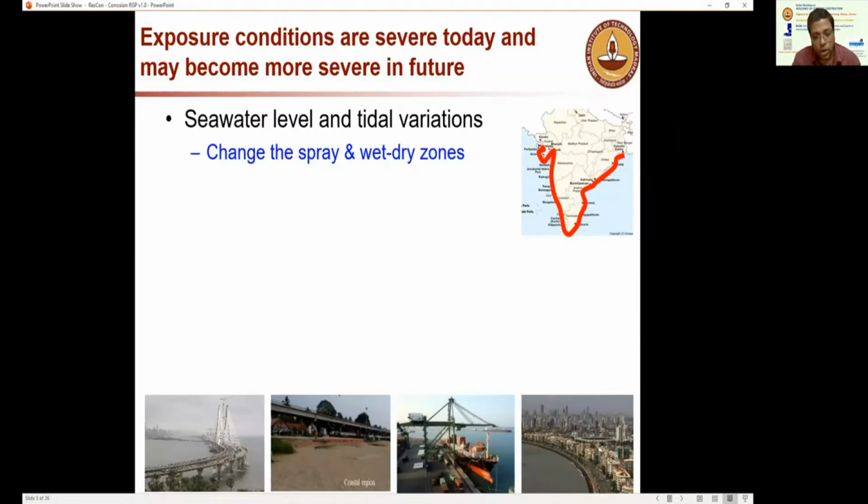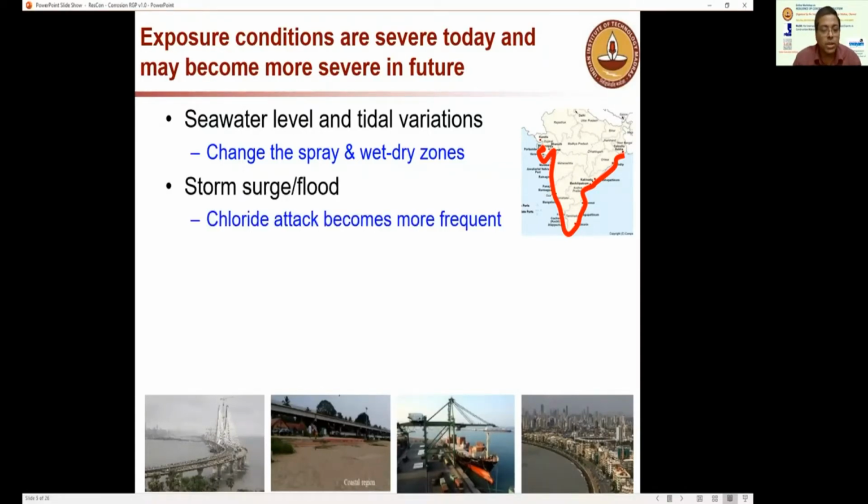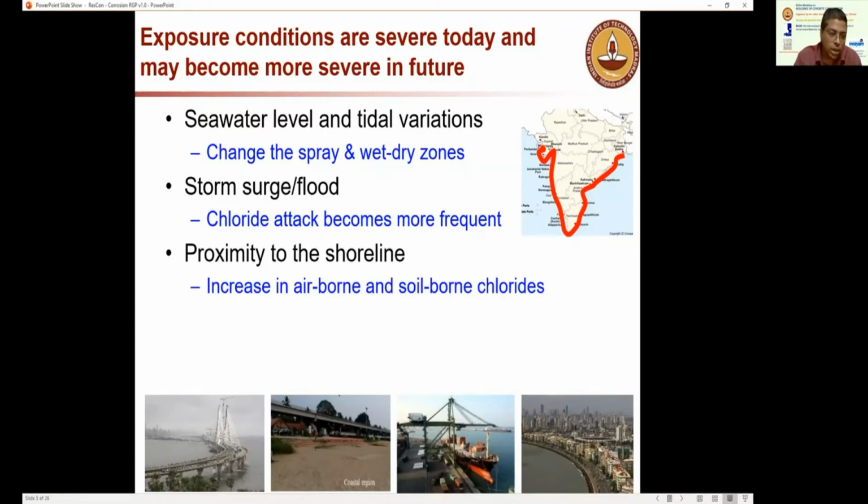But if you are talking about very near the coastal region, there may also be other reasons by which chlorides can attack the structure more severely. One is storm surge or flood. If you have more frequent events like this, that can also mean more frequent chloride attack on the concrete structure. Also, proximity to the shoreline can increase both airborne and soil-borne chlorides.